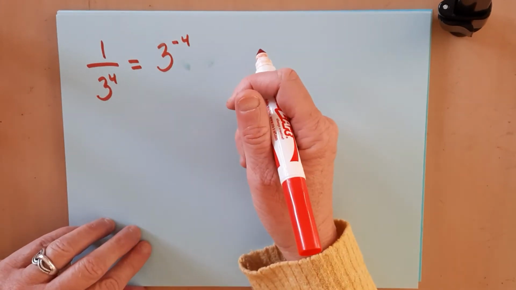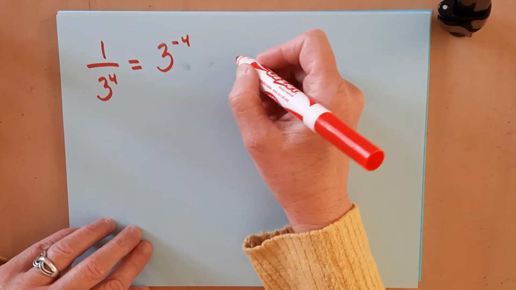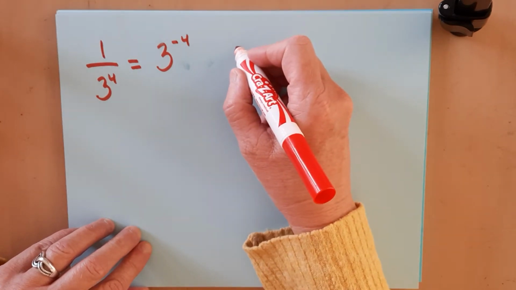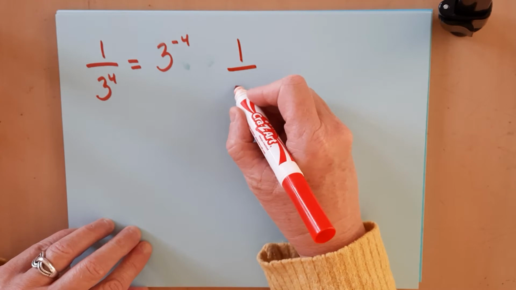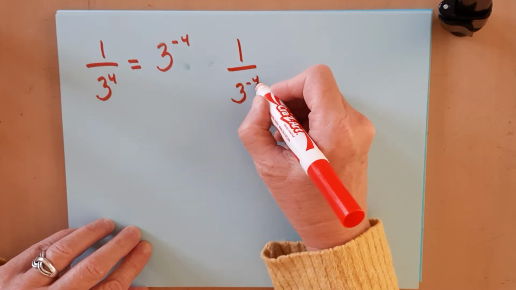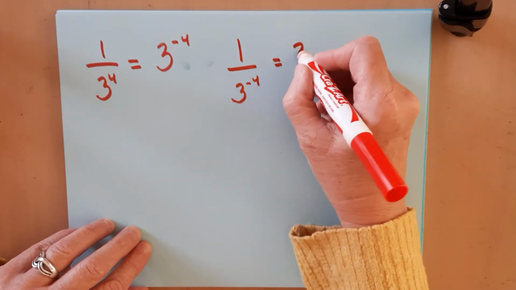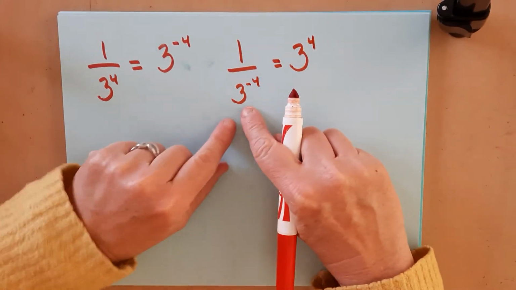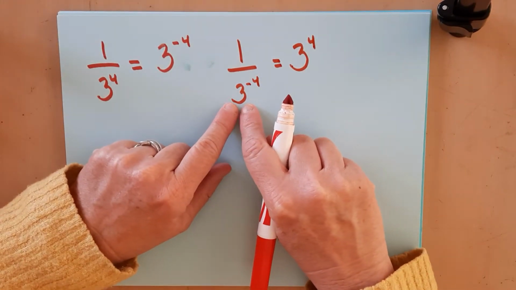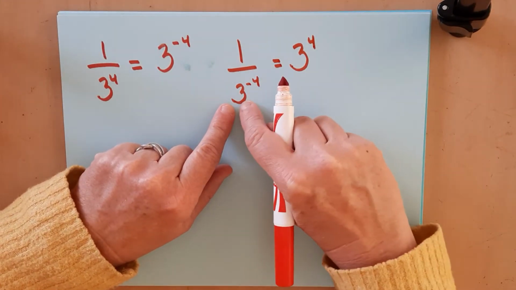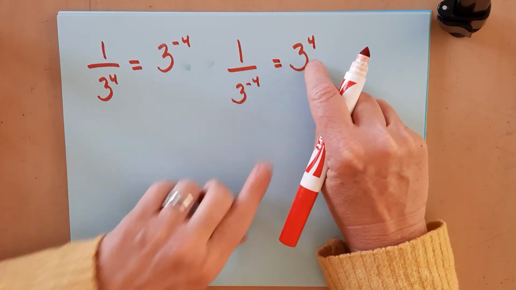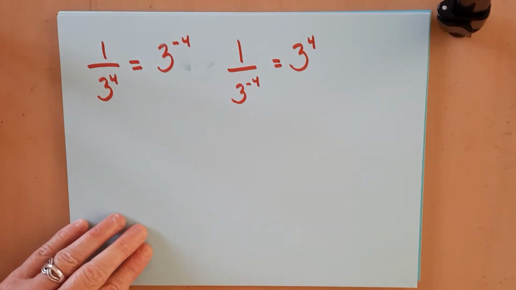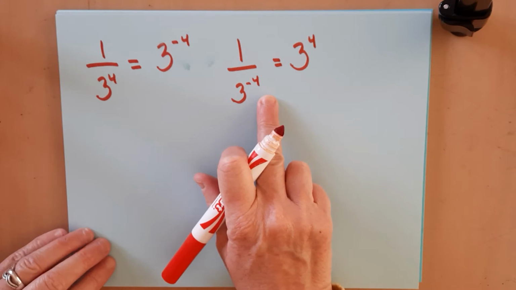You can work the other way as well. You can say that 1 over 3 to the negative 4th is the same as 3 to the 4th. Here we transferred the base, which was 3, from the denominator up into the numerator and took away the negative sign. I wanted to show you how those two are related.